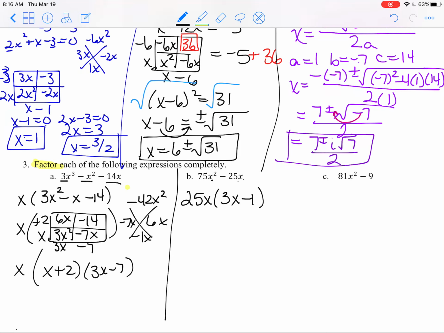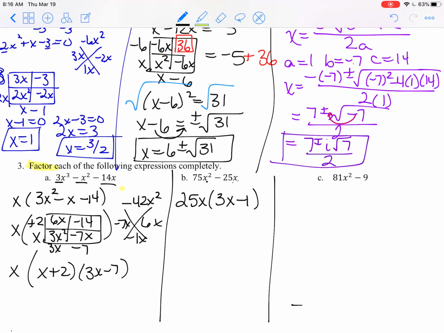So now, looking at this one, I don't have any more x squareds. I'm done. It's factored. You don't have to do more. Factoring is just breaking it down. As long as you break it down, you're good.